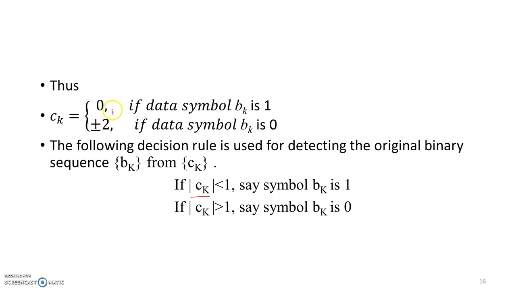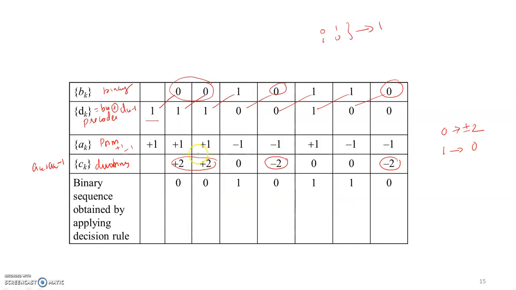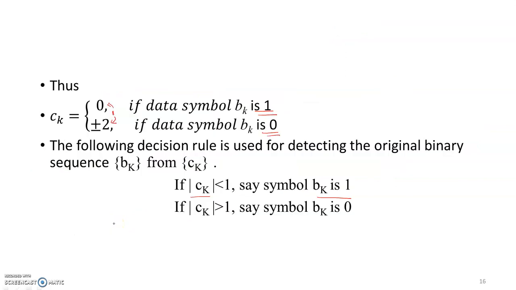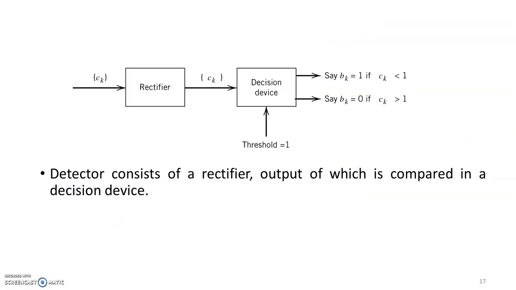Okay. And I take the magnitude. If my magnitude value is less than 1, that means your symbol Bk is 1. If my magnitude is greater than 1, I take the decision in favor of 0. So this is the decision rule. Wherever I have the magnitude greater than 1, I decide in favor of 0. And wherever the magnitude is less than 1, I decide in favor of 1. So this is about the duobinary coding system.